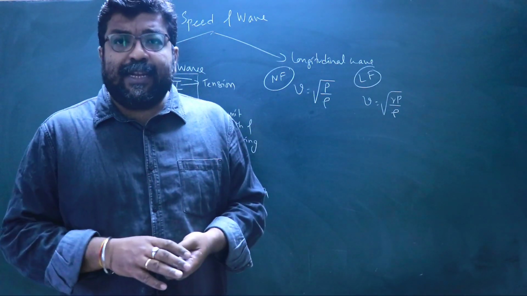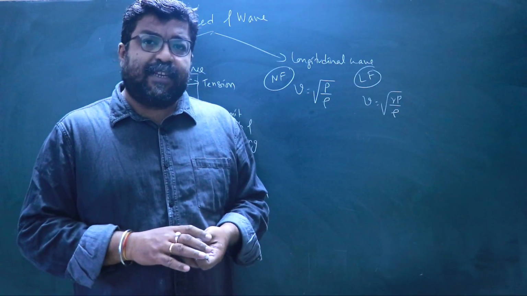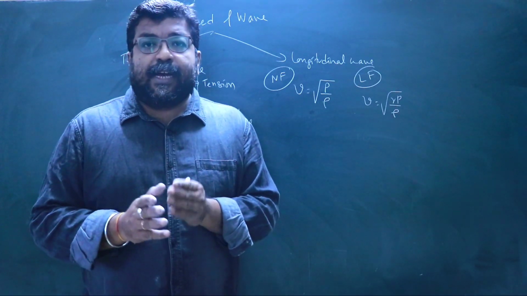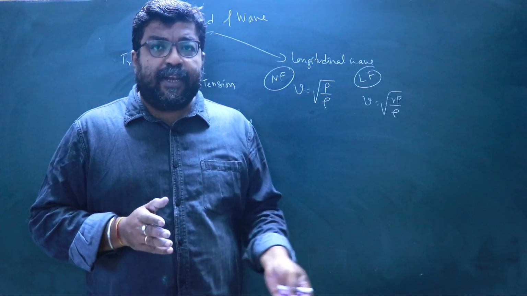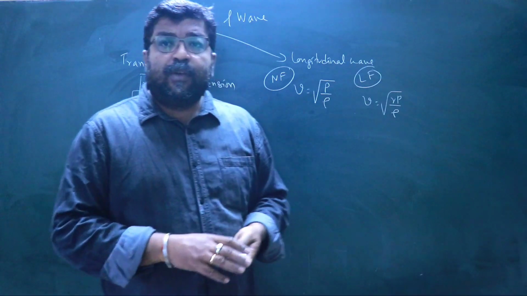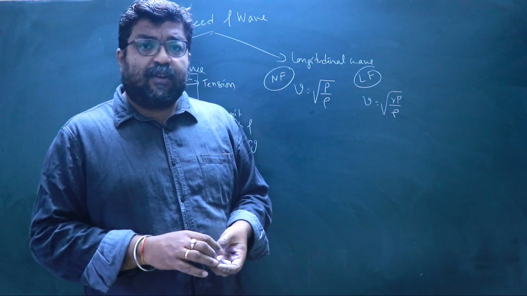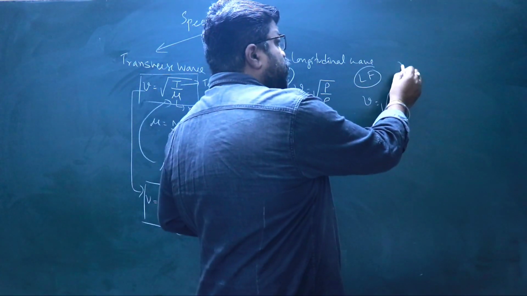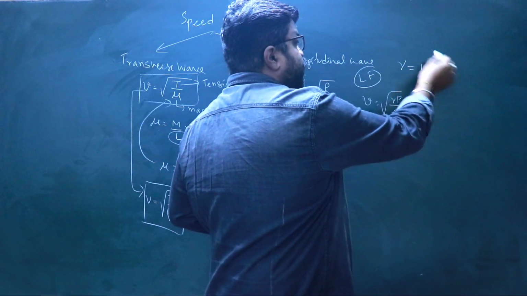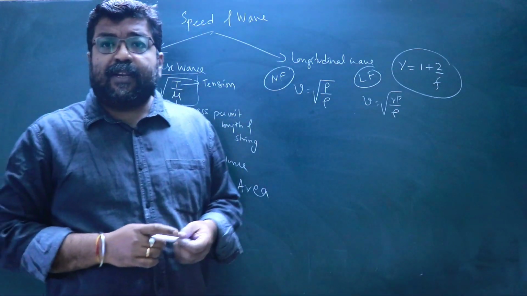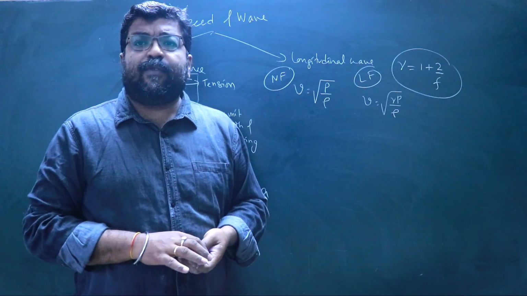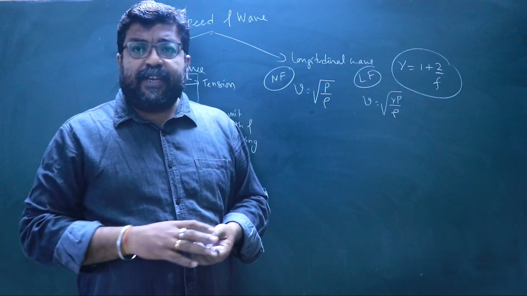The correction was done by Laplace, and that is called Laplace correction. Laplace proposed that sound wave propagation is not an isothermal process but an adiabatic process, and he obtained the formula as V equal to square root of gamma P by rho, where gamma is the adiabatic gas constant. It is related to degrees of freedom by the relation gamma is equal to 1 plus 2 by F, where F is the degree of freedom that you have studied in KTG. So using this expression the velocity of sound wave was found to be 330 meter per second in air.